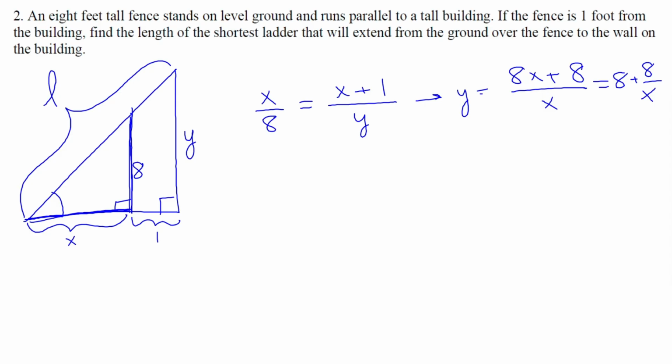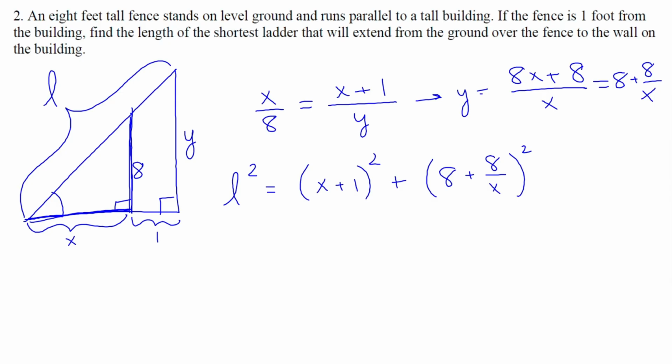Now, in order to find L, we'll use a Pythagorean theorem here to write this out. We'll say that L squared is equal to x plus 1 squared plus 8 plus 8 over x squared, right? That's just the Pythagorean theorem. Now, we could square root both sides of this.